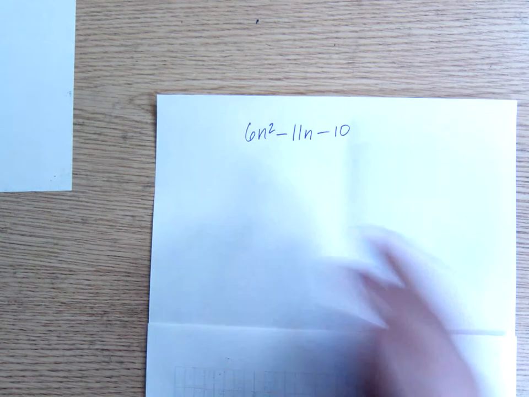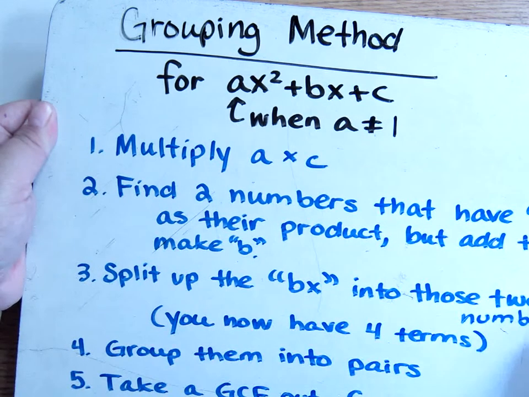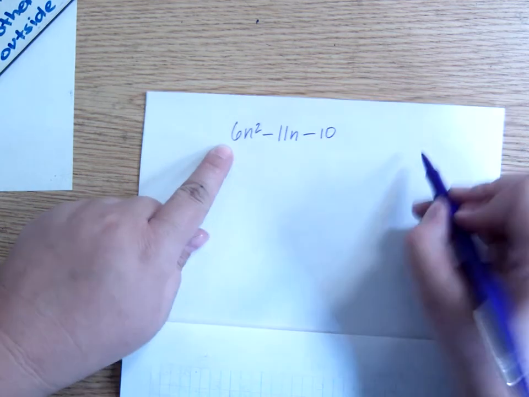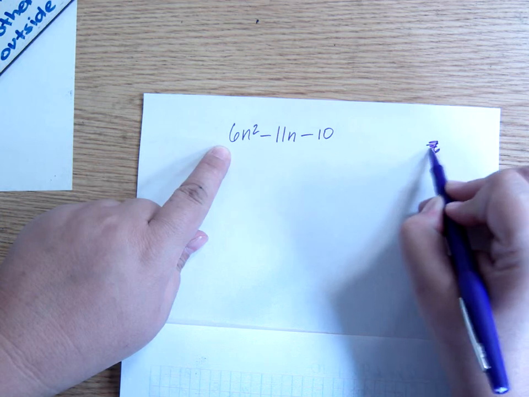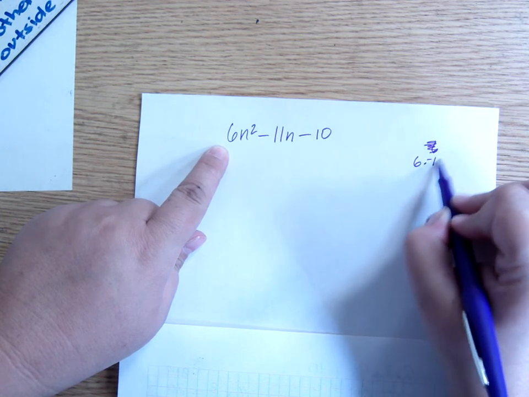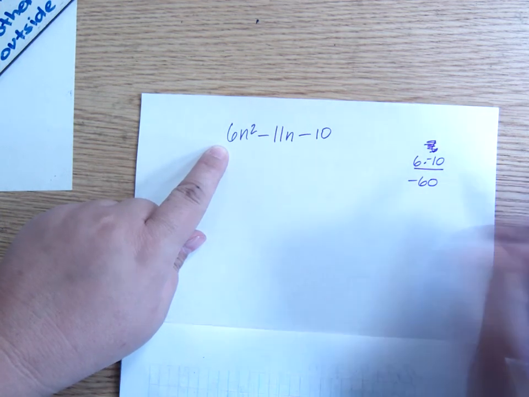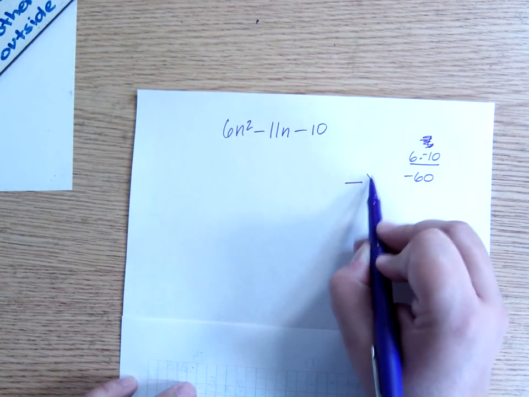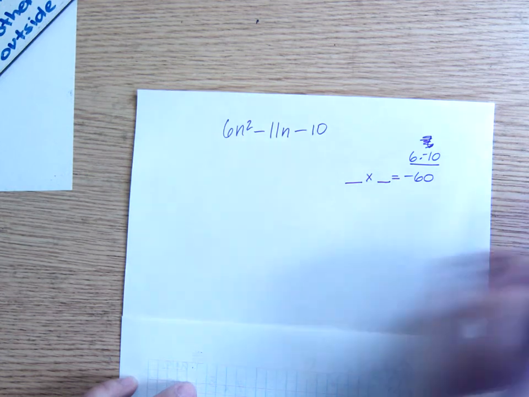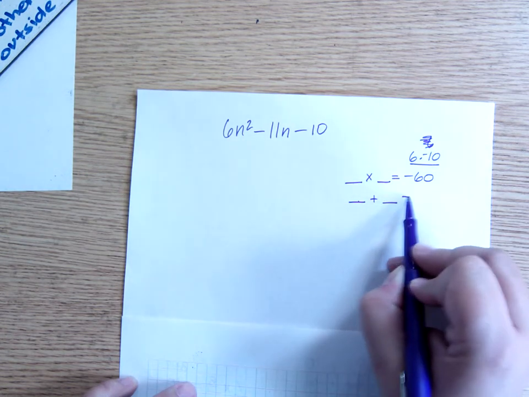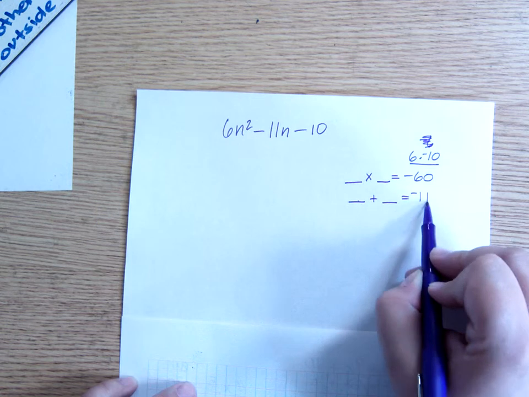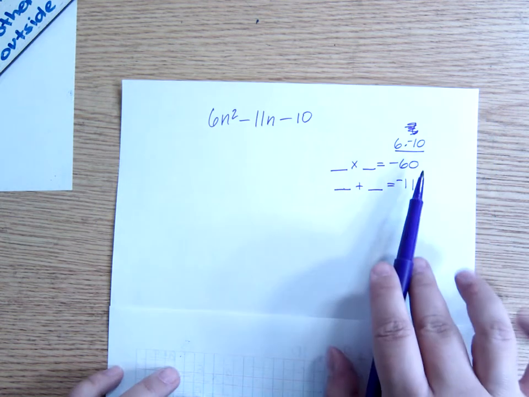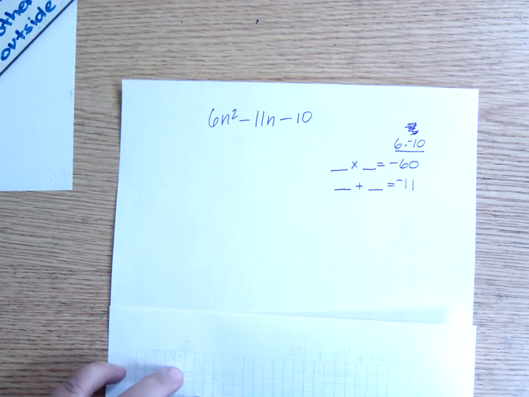Remember that first step, multiply a times c. So I'm going to multiply this 6 times negative 10. 6 times, excuse me, I wrote negative 6. 6 times negative 10 is negative 60. And I'm going to find two numbers that multiply to give me that, and add to give me that middle term, which is negative 11. Okay, so two numbers that multiply to give me negative 60 and add to give me negative 11.